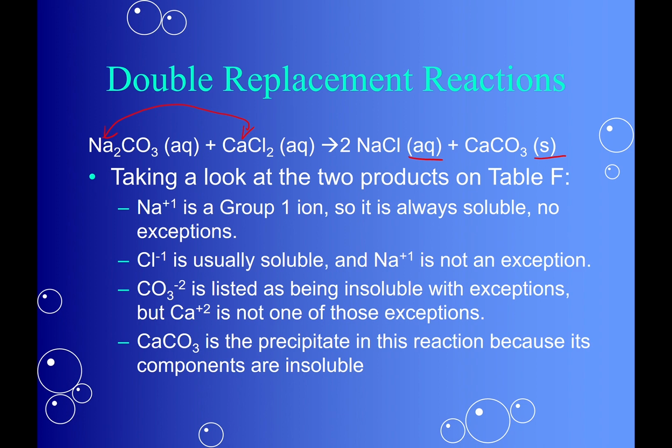Chlorine, or chloride in this case, is usually soluble. Sodium is not an exception to that solubility. Carbonate is listed as insoluble, but there are some exceptions that could make it soluble. But calcium is not one of those exceptions. That'll make calcium carbonate the precipitate because the components of that compound are insoluble and therefore would get the solid designation.